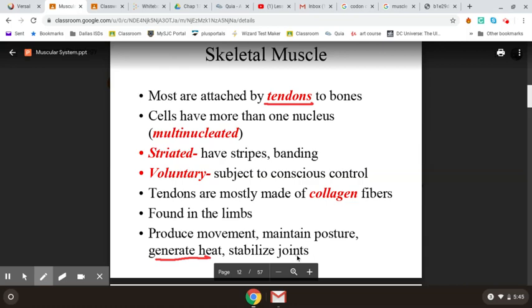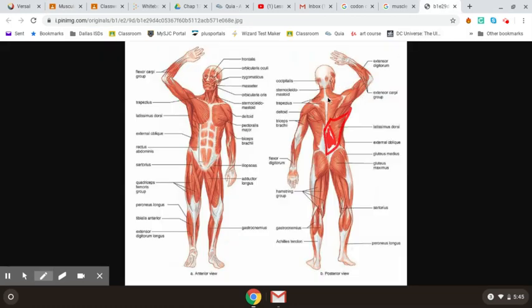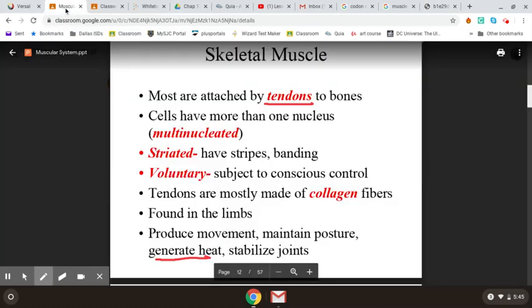It also helps to stabilize our joints. If you looked at our joints when we did the skeletal system, we saw that these joints were only held together by ligaments and things like that. The big thick muscles that surround all of our joints, our shoulders and our elbows and our hips and knees, all of that muscle is going to help stabilize our joints.